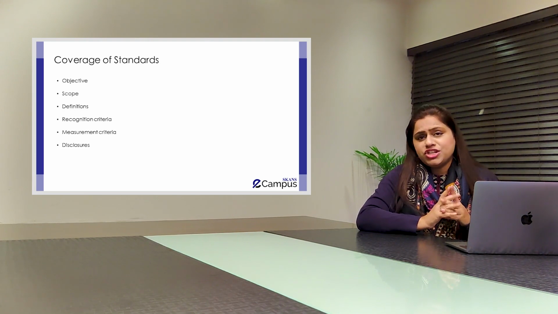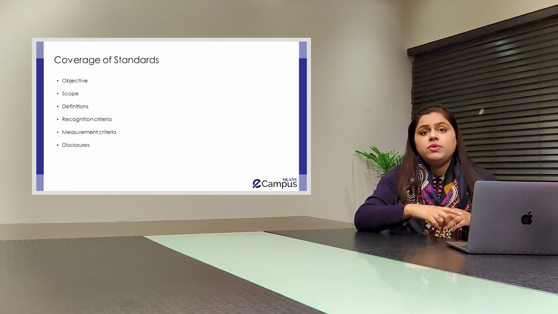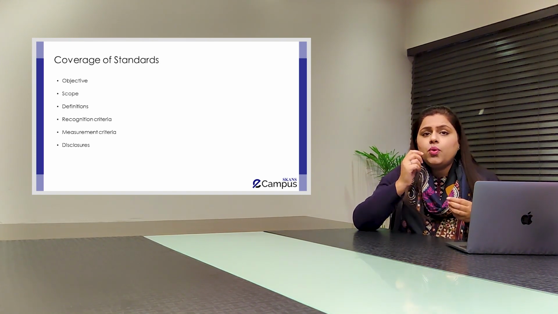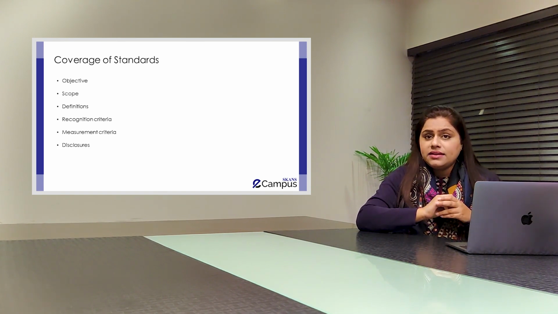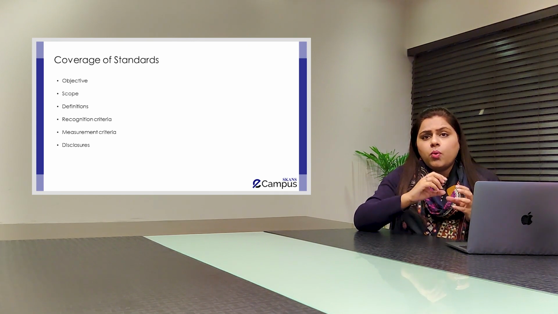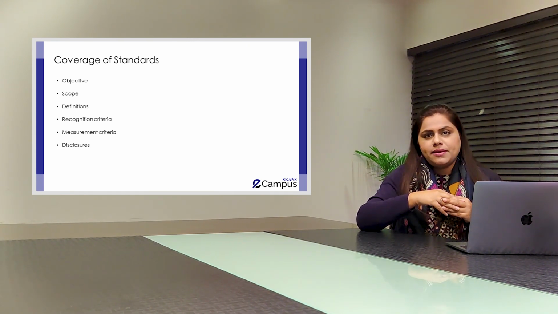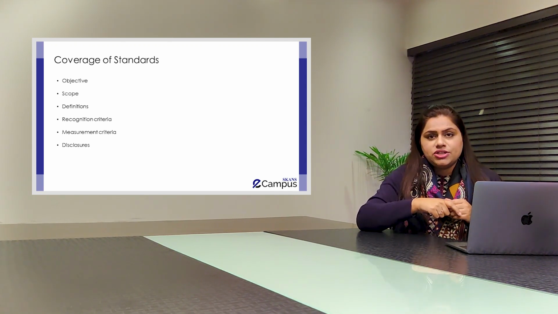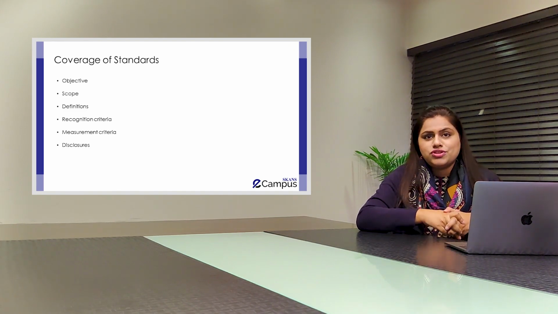While covering each individual standard, we will follow a certain pattern. We will start with the objective of the standard, identifying which topic will be covered in that particular standard. Then, we will cover the scope of the standard, which means what are the items on which this particular standard is applicable. Then we will cover key definitions and recognition criteria. Then comes the measurement criteria and disclosures.